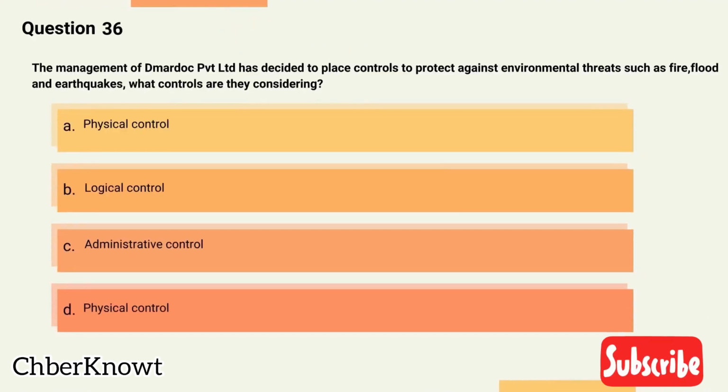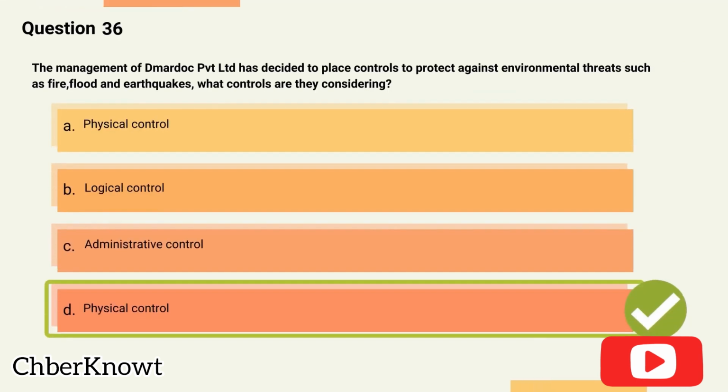Question 36. The management of D Murdoch PVTLT has decided to place controls to protect against environmental threats such as fire, flood, and earthquakes. What controls are they considering? Option A. Physical control. Option B. Logical control. Option C. Administrative control. Option D. Physical control. The correct answer is Option D.